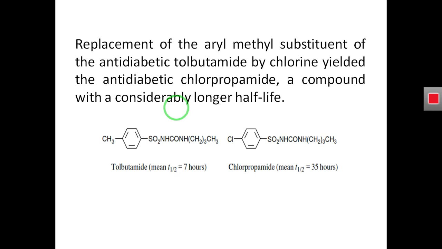So in this example, we had an anti-diabetic drug, tolbutamide, and this tolbutamide drug has an aryl methyl substituent. This is the aryl methyl substituent: this is methyl and this is the aryl group. So this drug had an aryl methyl substituent, and this drug had a shorter half-life. So how did we redesign this drug?